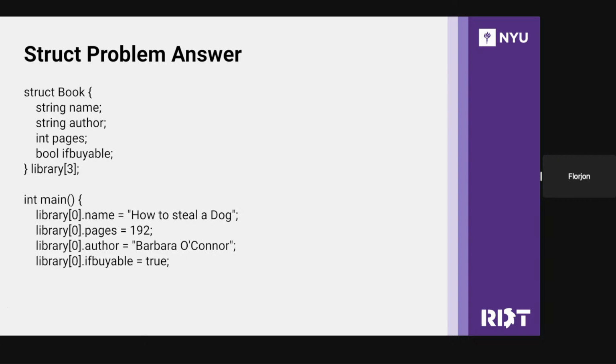Another thing we do is, if you look at the syntax right under the struct data members, it says library, and then in brackets, it says 3. And back to when Kimberly was talking about arrays, it's basically just that. It's just an array of books with 3 of them inside.